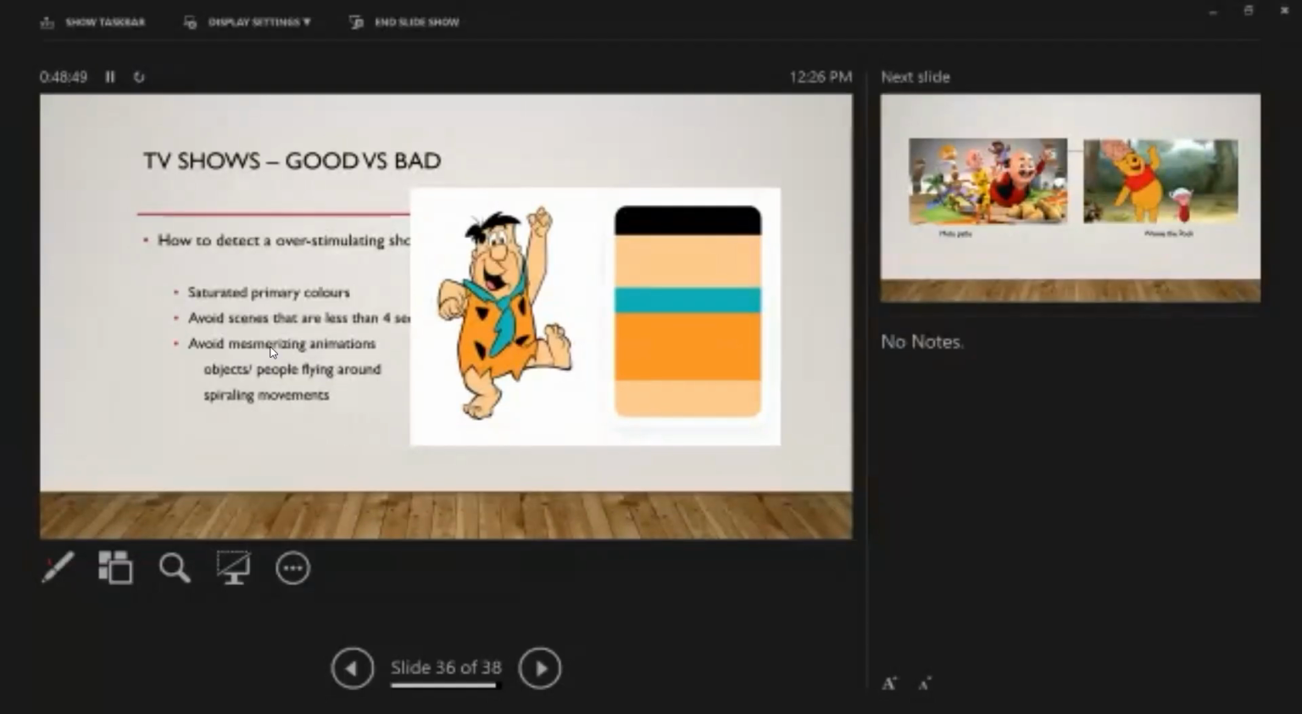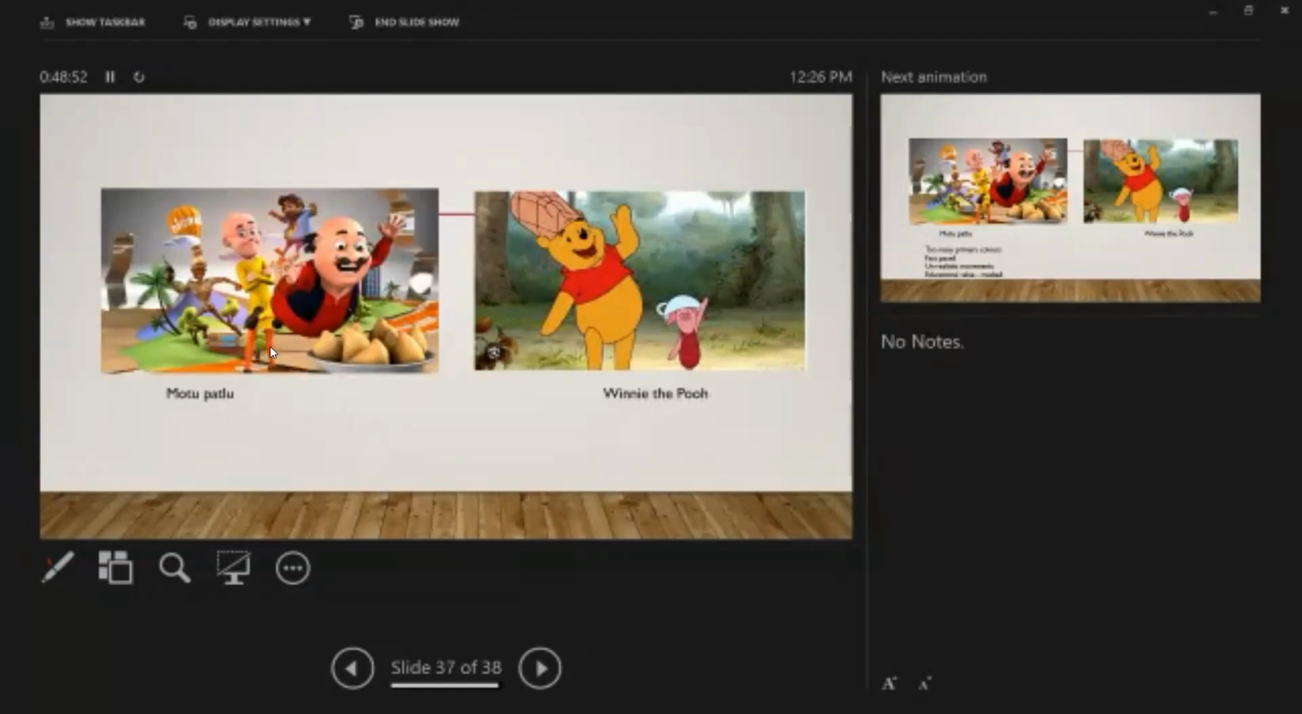Okay. Now, what cartoon will you select for your child? Motu Patlu or Winnie the Pooh? We come back to the last slide. How many primary colors in Winnie the Pooh? Only red is there. All the others are secondary colors. But here, red, yellow, blue, dark orange, many primary colors. And if you have seen Winnie the Pooh, it's a very slow-paced cartoon. But Motu Patlu is very fast-paced.